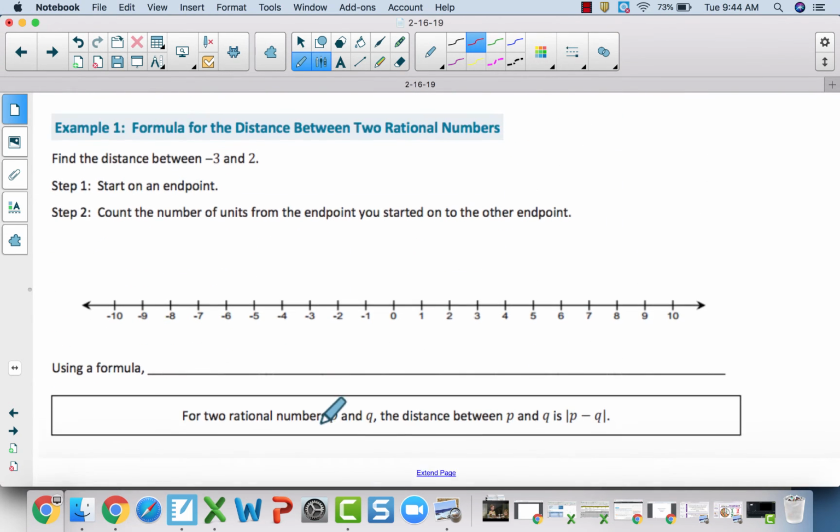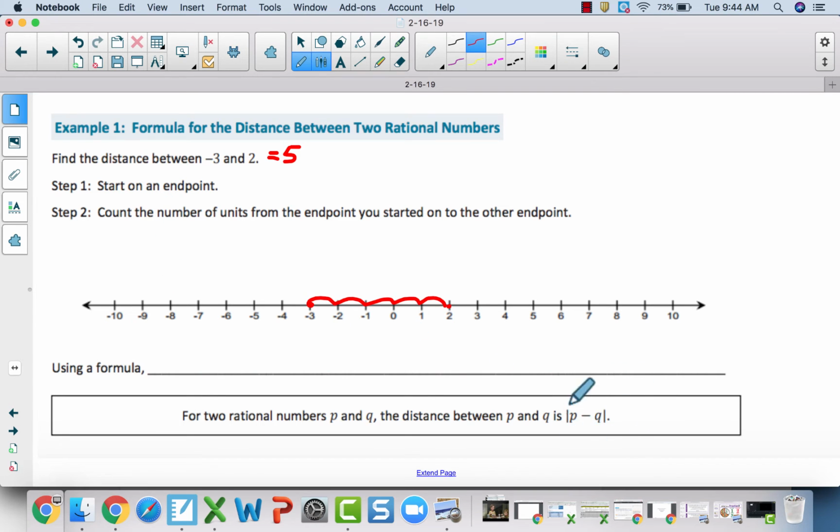Now, what we're going to look at is an example. Find the distance between -3 and 2. And we're going to follow the steps, and we're going to practice the formula a little bit. So, start on an endpoint. If we have -3 and 2, I'll just start at the first number, which is -3. Now, I am counting to 2. That is my other endpoint. 1, 2, 3, 4, 5, right? The distance between -3 and 2 is 5.